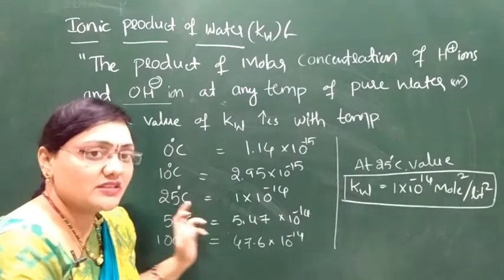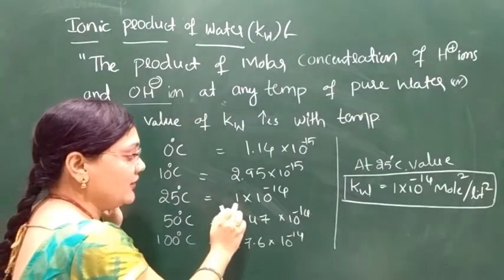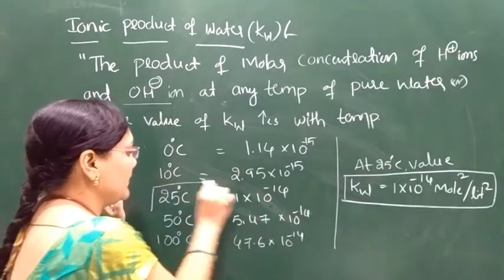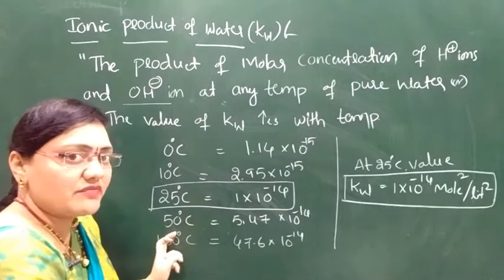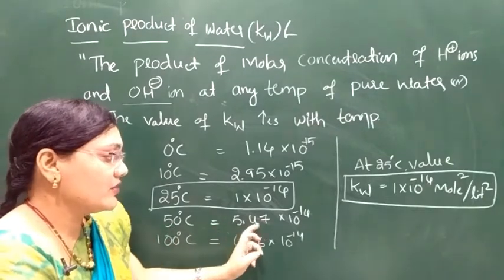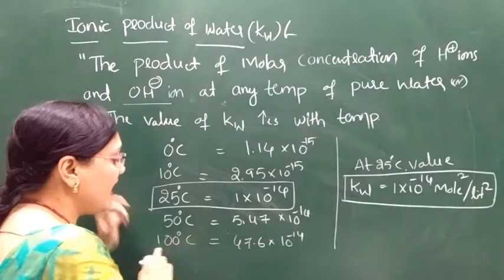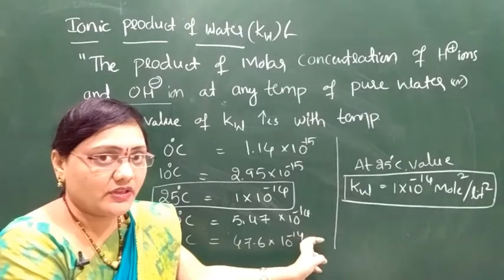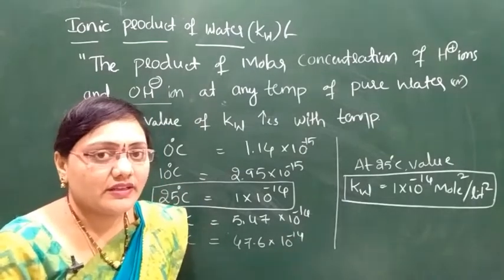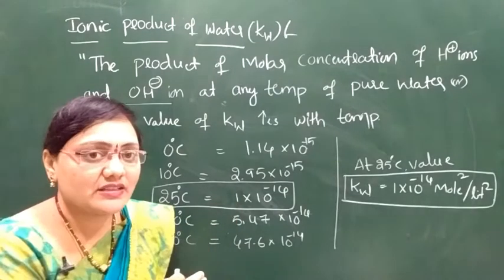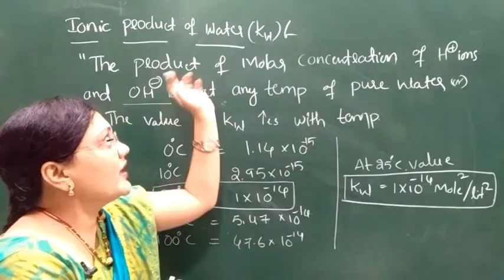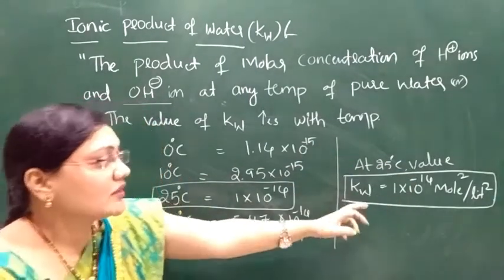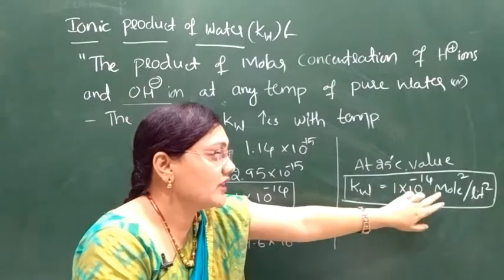Kw is 1 into 10 to the power of minus 14. This is very important. At 50 degrees, it is 5.147 into 10 to the power of minus 14, and at 100 degrees centigrade it is 47.6 into 10 to the power of minus 14. The unit of the ionic product of water is mole square per liter square. At 25 degrees centigrade, Kw equals 1 into 10 to the power of minus 14 mole square per liter square.